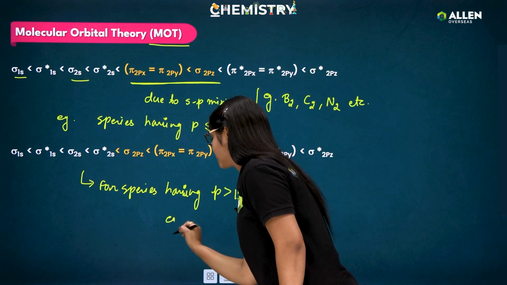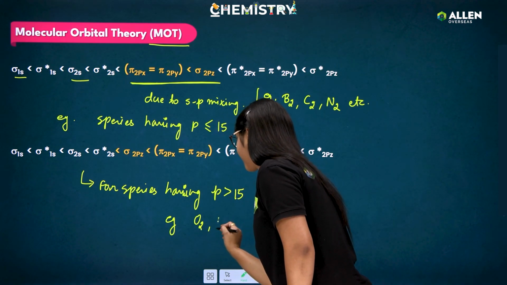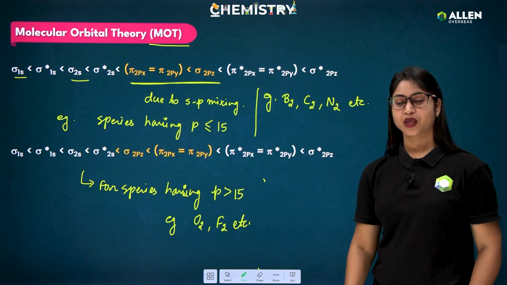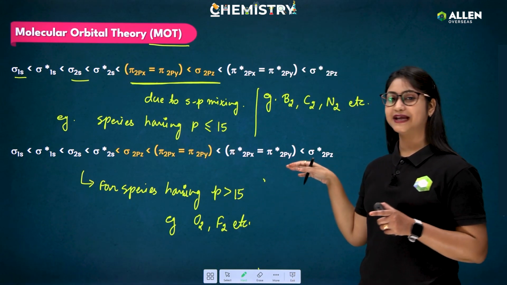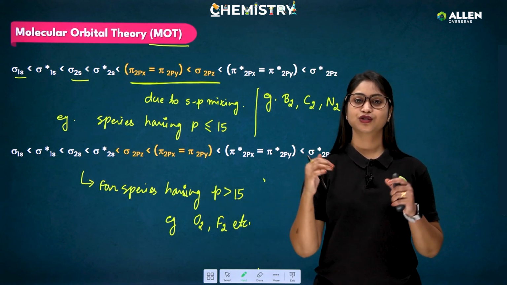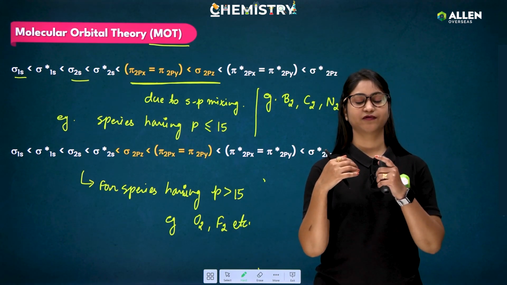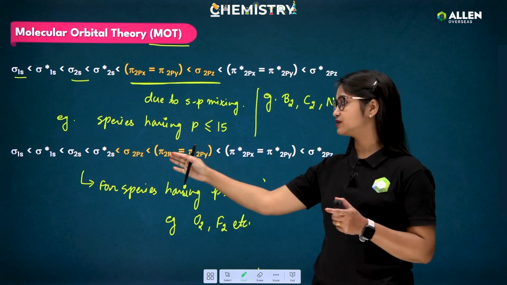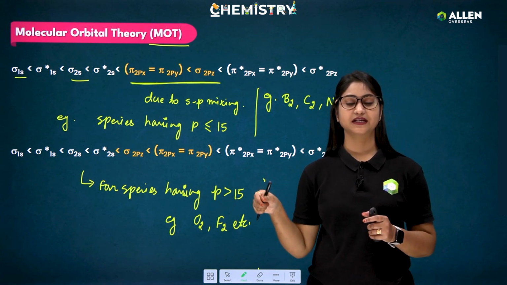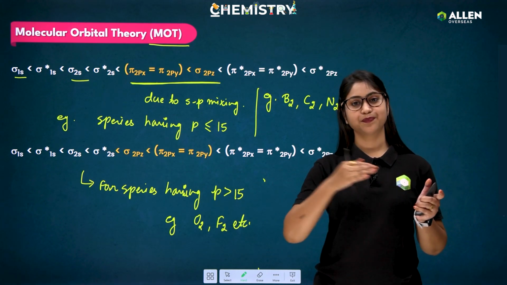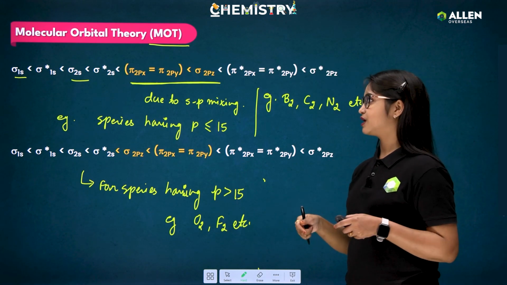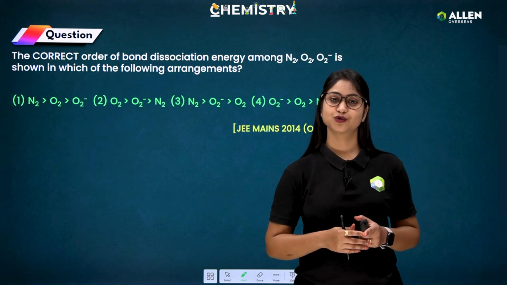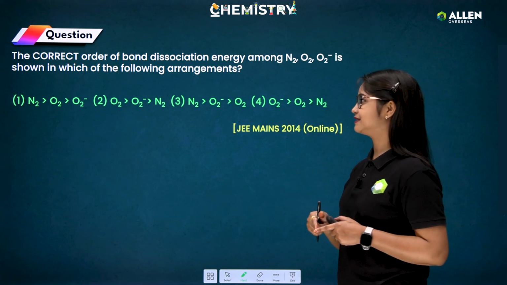For example, this will be applicable for the O2 molecule, the F2 molecule, etc., which have more than 14 electrons. Now what we have to do: these are all the atomic molecular orbitals. Just like we fill the electrons while writing the electronic configuration of any element, we have to fill the electrons in this energy order of the orbitals, starting from the lowest energy to the higher energy, right? Now let's see the question and how we can apply this concept to solve very important questions. So let's see this first question.